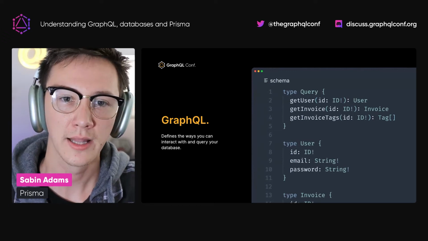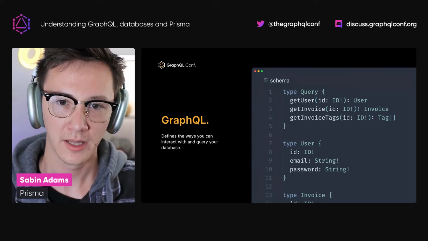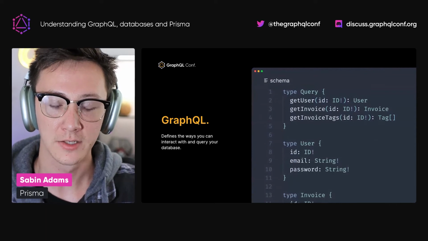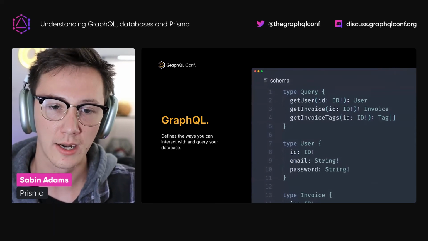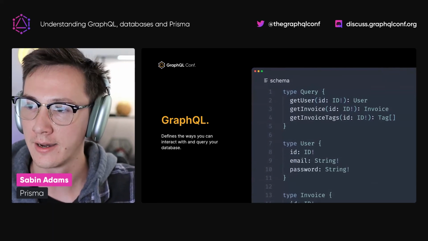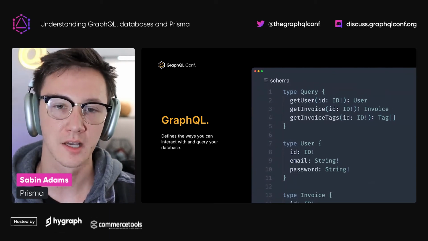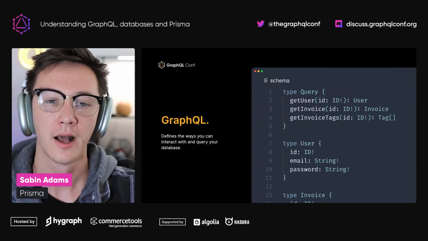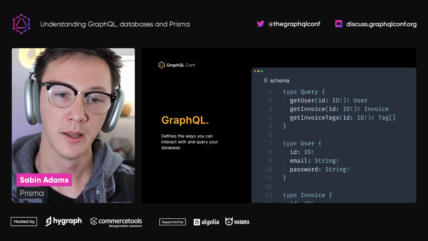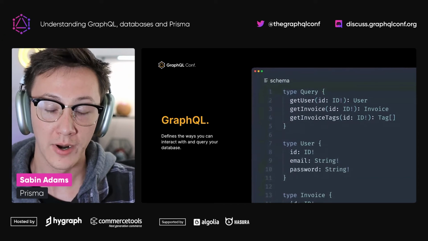But it also allows you to define, like I said, the interactions with the data. So not just the shape of the data, but the rules on how you can actually touch this data and interact with it. And this is where something like Pothos or Nexus comes in handy, where you can clearly build up your GraphQL schema in a way that is safe with the rest of your schemas.